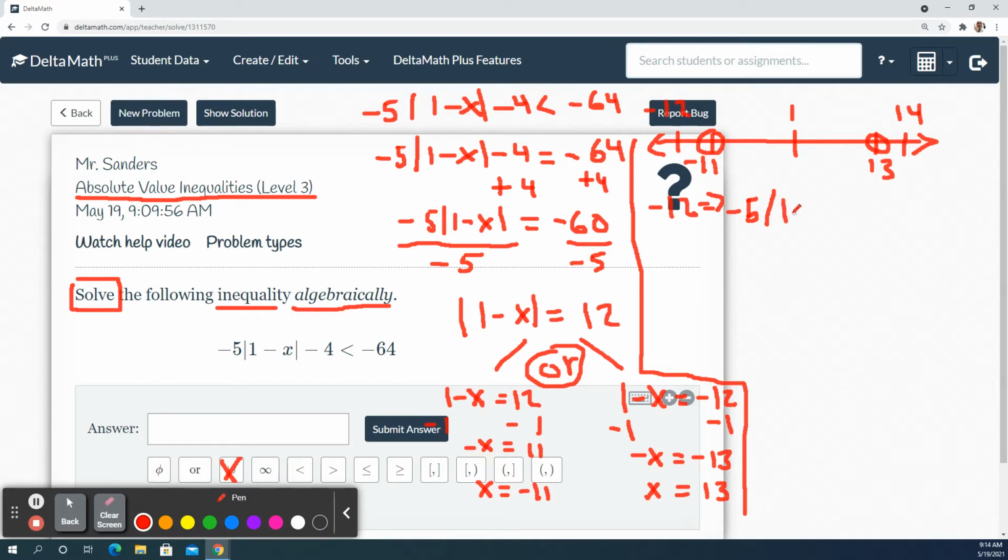All right, -5 times the absolute value of 1 minus -12, minus 4, less than -64. And this is a question. We're checking to see if it's true or false. So now I have -5 times the absolute value of 1 plus 12, then minus 4. A negative and a negative make a positive, so that's +12. 12 plus 1 is 13. Minus 4, less than question mark, -64. Okay, the absolute value of 13 is positive 13. 13 times -5 is going to be -65.